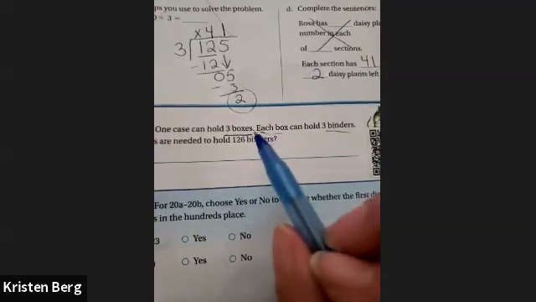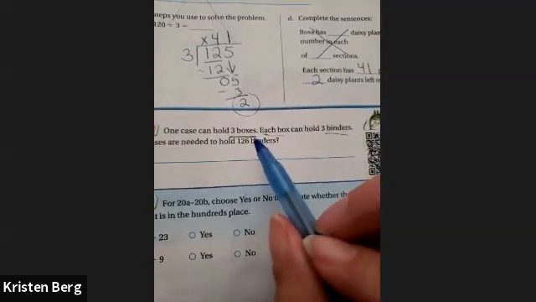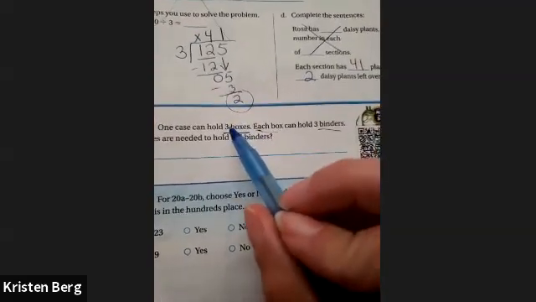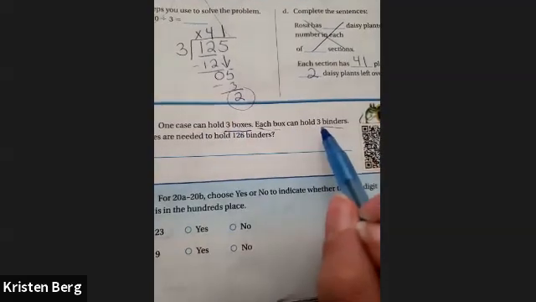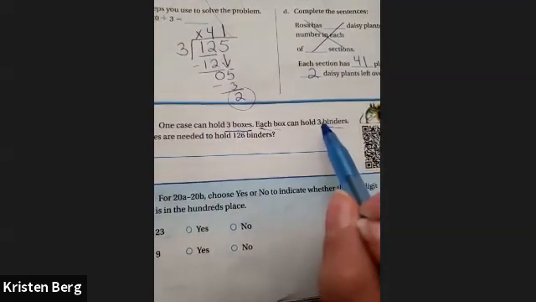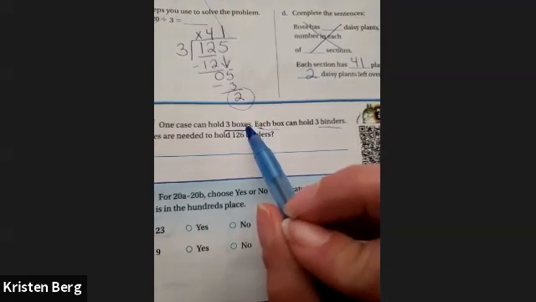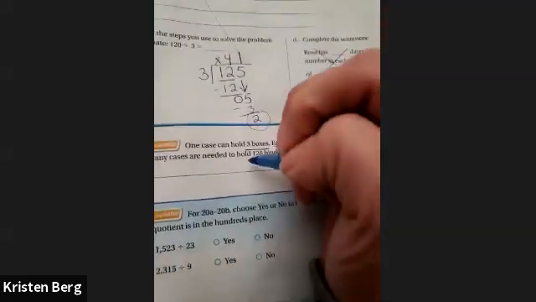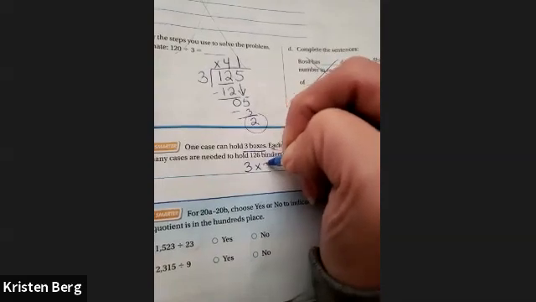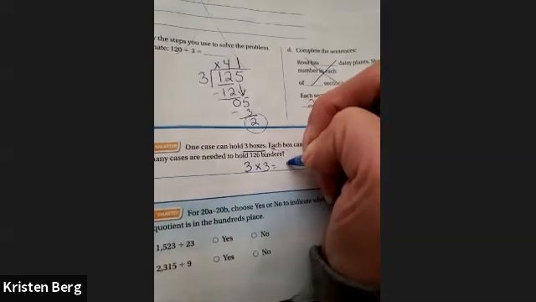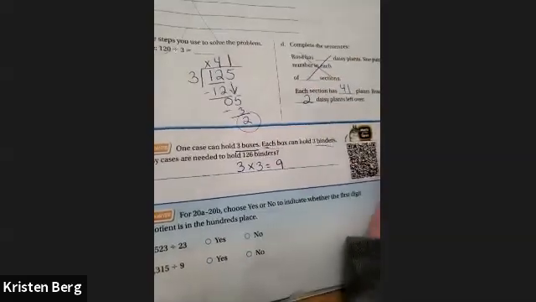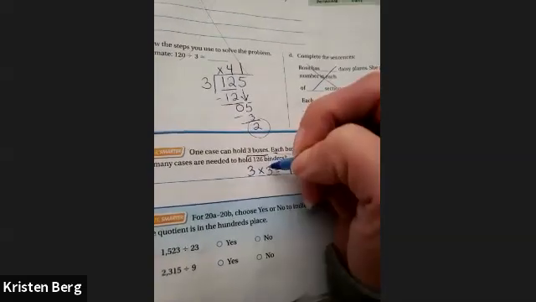Now here's the thing. Remember, each case can hold 3 boxes, but each box has 3 binders in it. So if 1 case has 3 boxes, and each box has 3 binders in it, that is actually 1 case holding a total of 9 binders. So now in order to figure this out, I would have to divide this all up.